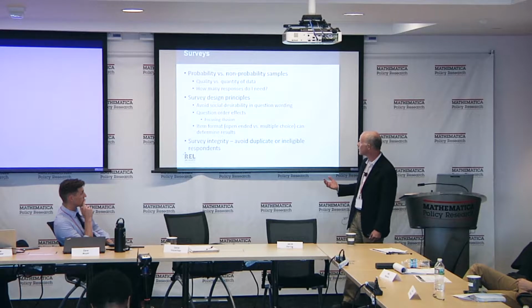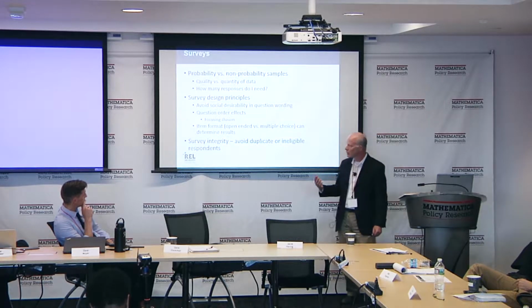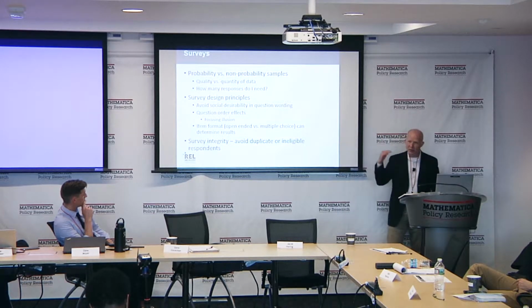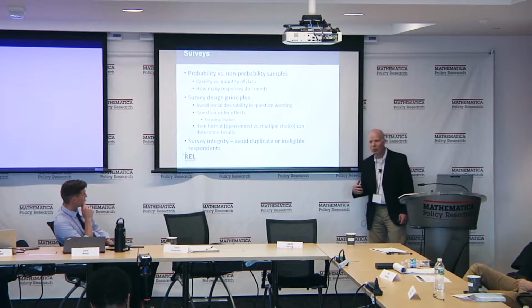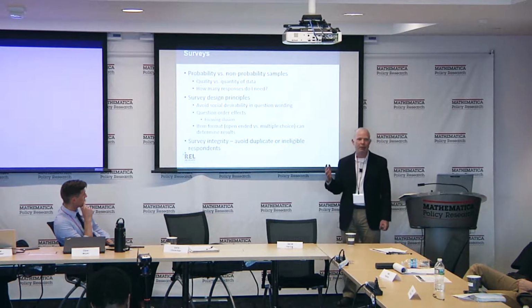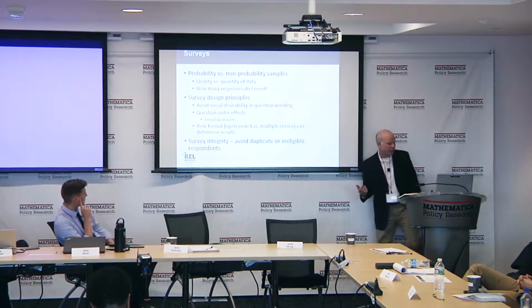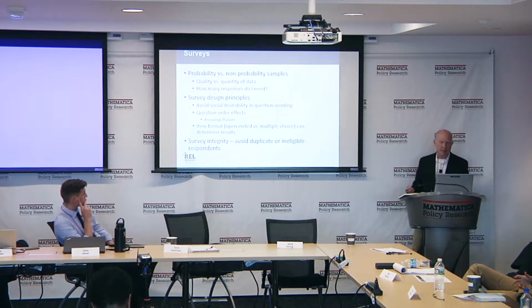Okay, but start with the ideal and say, how can we approximate that? You can still do what's called a non-probability sample. That's anything where you just circulate a link.